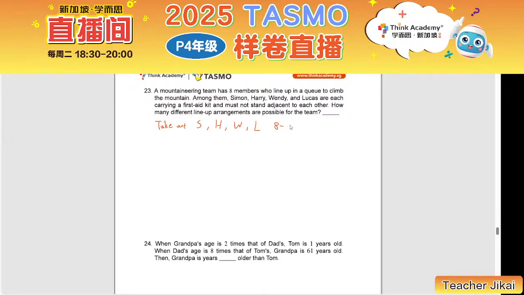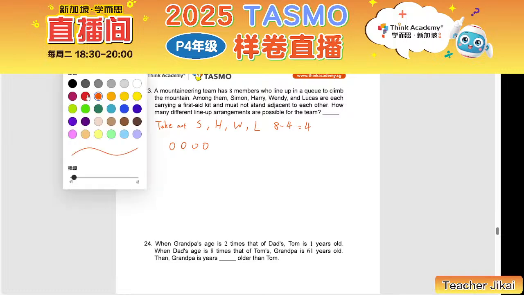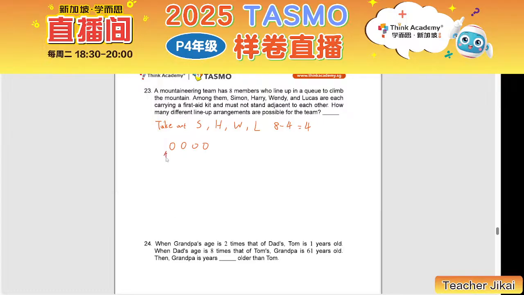We take them out. And then, what can we do? So altogether we have 8 students. We just make them go out. There are 4 members being left. So it'll be like this, we have 4 members. And where can we put Simon, Harry, Wendy, and Lucas? We just put them between them. Right? We just put the 4 members between them. So how many vacancies do we have here? We have 5 vacancies.